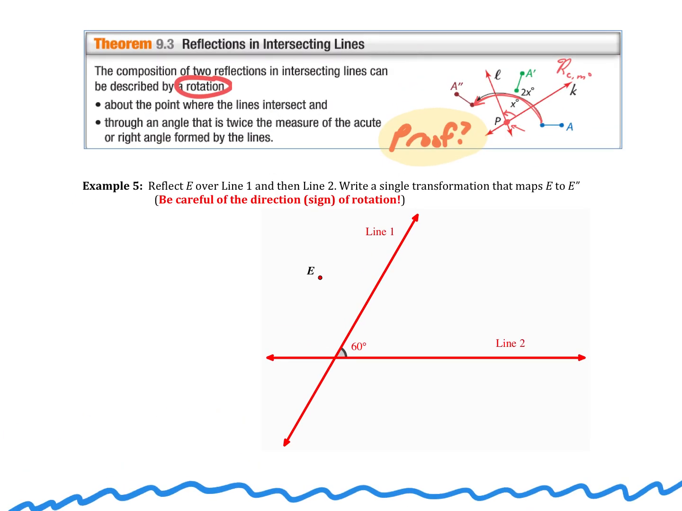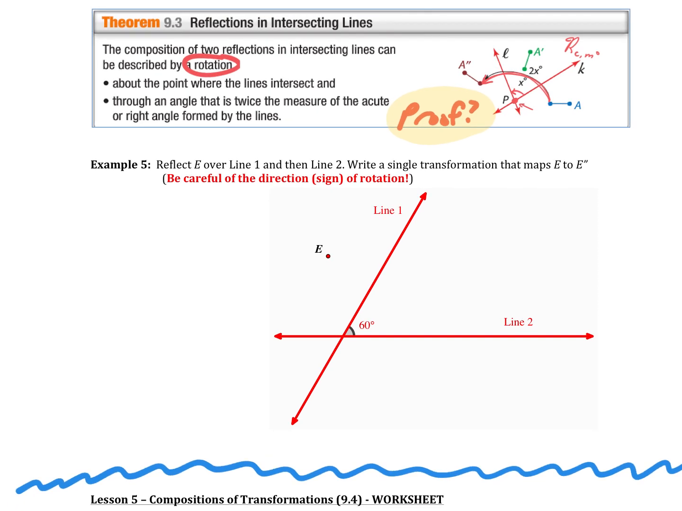All right, this is the last example we're going to do, and we'll be done. Reflect this over line 1 and line 2, and then let's talk about this as a rotation. I'm just going to do this by eyeball. That's E prime, and then I'm going to take this over line 2. It's going to be about there. You would do this with a ruler, and it would look a little bit better. So from line 1 to line 2, the direction is that. This is 60 degrees.